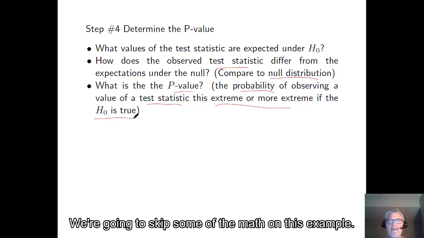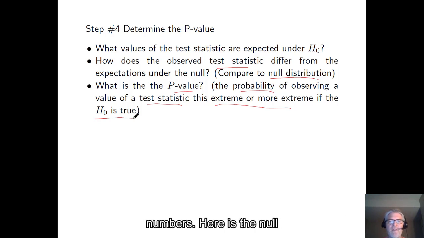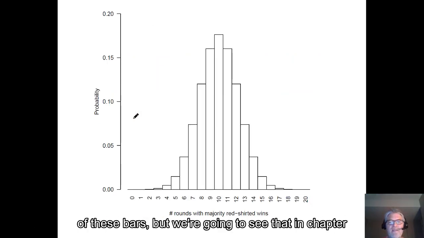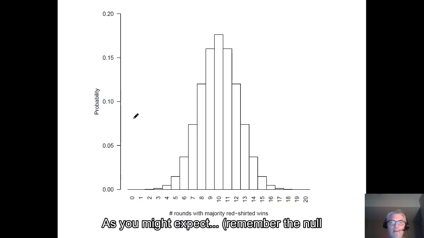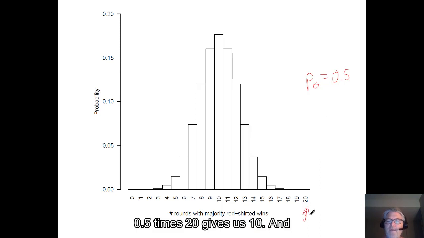Okay, so let's walk through how to do this. We're going to skip some of the math on this example. Next chapter we'll talk about how we do the math for this, but at this point we're just going to give you the numbers. Here is the null distribution. So this is where I haven't shown you how to calculate the heights of these bars, but we're going to see that in chapter 7, so don't worry about that. So as you might expect, remember the null hypothesis was hypothesizing that the population proportion was 0.5. So there were 20 rounds, and so 0.5 times 20 gives us 10, and that's the highest. That's the most likely outcome.